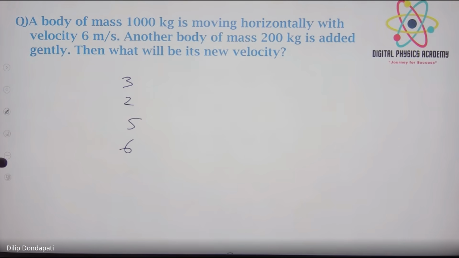A body of mass 1000 kg is moving horizontally with a velocity. Another body is added gently. Then what will be the new velocity?